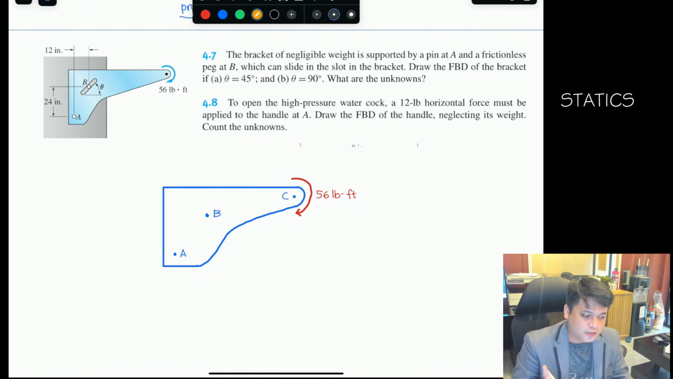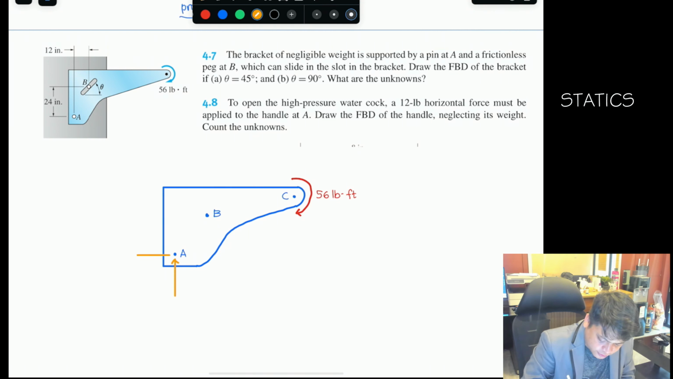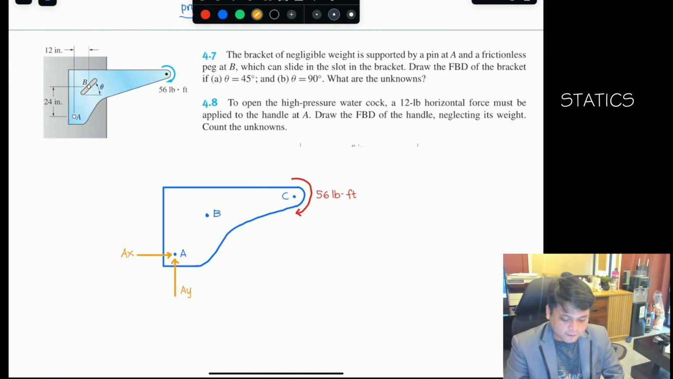So, now let us now draw our reactions. At point A, you can have that as a pin. So, you can have only the vertical, and you can have here a horizontal. Okay? So, tawagin natin yung AY, and then, tawagin natin tong AX because it is a pin.